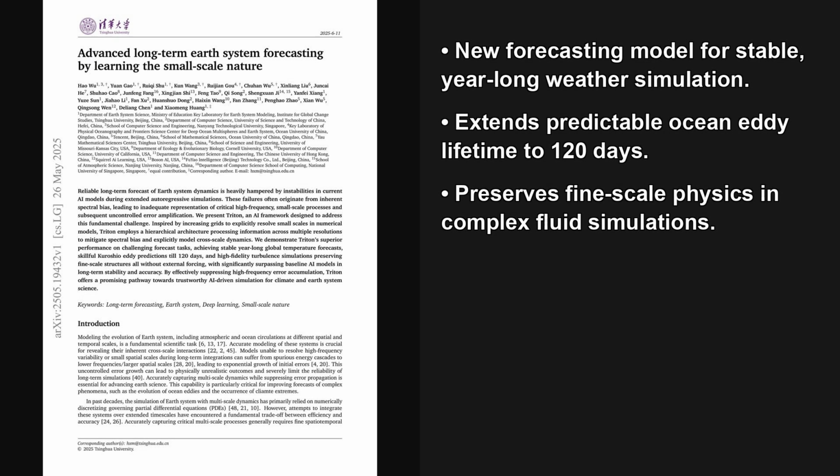From global weather to specific ocean currents, it's clear that Triton's success comes from its ability to learn and preserve those crucial small-scale details that other models often miss. This work represents a huge leap forward in long-term Earth system forecasting, showing that deep learning can capture the fundamental physics needed for more accurate, reliable predictions. It's truly exciting stuff.